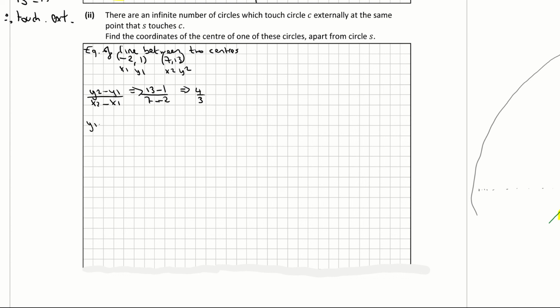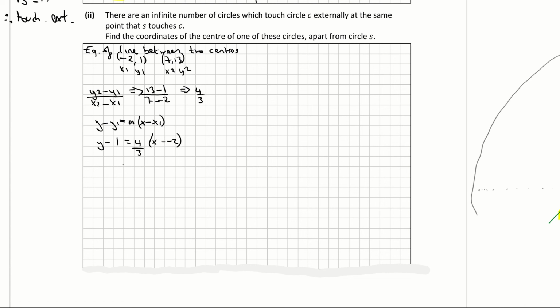So my y minus y1 equals m(x minus x1). And I can use either one of the 2 points as my x1 and y1. So I'm going to sub in the 1 as my y1. And I'm subbing in -2 as my x1.